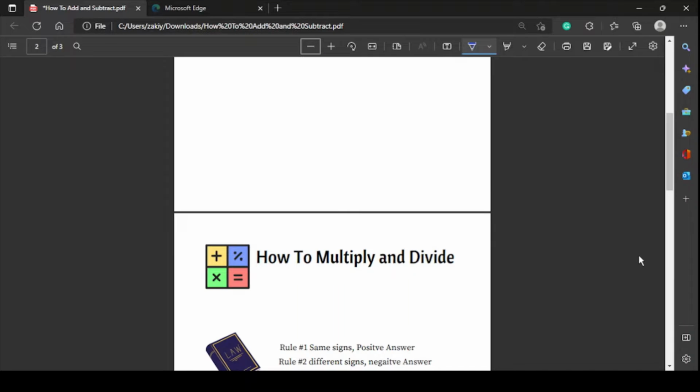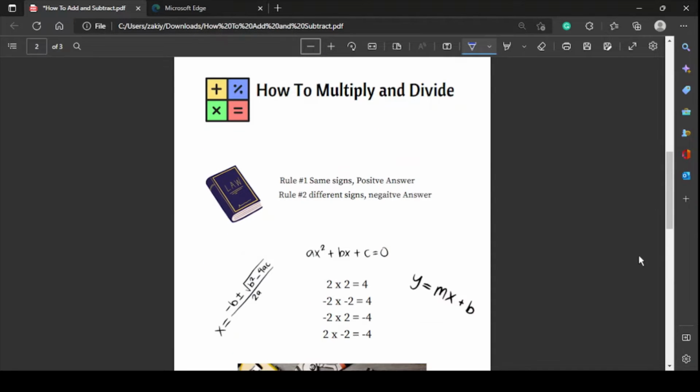Let's learn about multiplication and division. In multiplication and division, you just have two rules that you must follow all the time. And no matter the crazy formula that you get, it will always work out. Rule number 1, same signs, positive answer. Rule number 2, different signs, negative answer. And that's all of it.